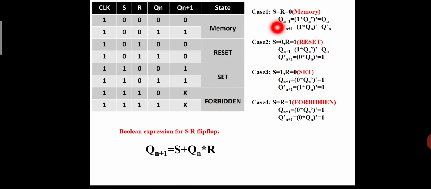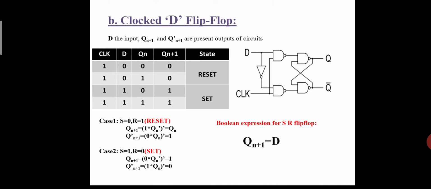So we can see we solved this expression by using the above circuit. Qn plus 1 you will get as Qn bar, which is nothing but memory, and Qn plus 1 is a reset condition, and set condition 1 0, and 1 1 is the forbidden state, but at a certain condition you will get 0 0 also. So by solving this truth table using a K map, we get an expression. The expression is Qn plus 1 is equal to S plus Qn into R. So this is the Boolean expression for the SR flip flop, clocked SR flip flop.